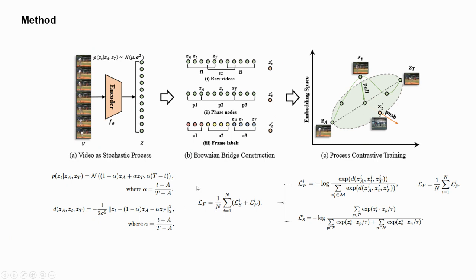Then we take special strategies for Brownian bridge construction under different annotation situations. For raw videos, we build Brownian bridges by randomly sampling stated lengths and overlap thresholds. For videos with annotations on phase nodes, we build Brownian bridges by using the phase nodes as bridge boundaries. For videos with frame-level labels, we build Brownian bridges according to the frame-level annotations.